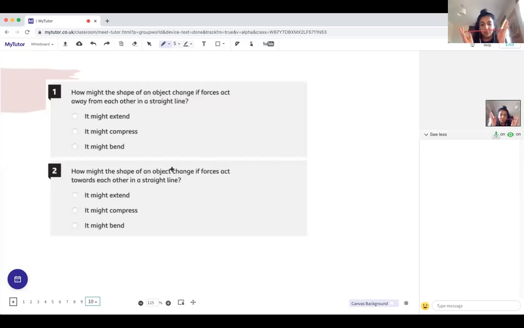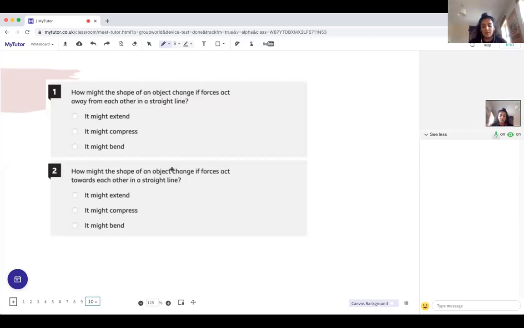If the forces act towards each other, so I'm pushing in this way with this hand and in this way with this hand, my forces are acting towards each other and they do compress the ruler to a certain extent, but actually it bends as well.